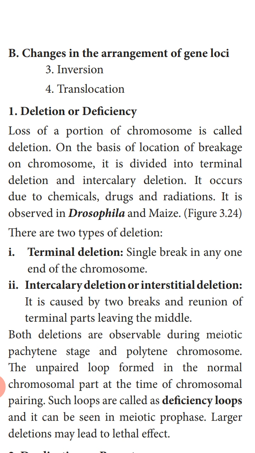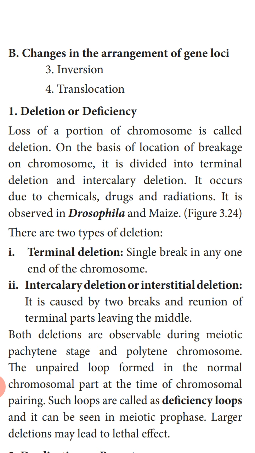First we are going to study deletion or deficiency. Deletion or deficiency means a loss of a portion of a chromosome. On the basis of location of breakage on the chromosome, it is divided into terminal deletion and intercalary deletion. It occurs due to chemicals, drugs and radiation. It is observed in Drosophila and maize. There are two types of deletion, terminal deletion and intercalary or interstitial deletion.